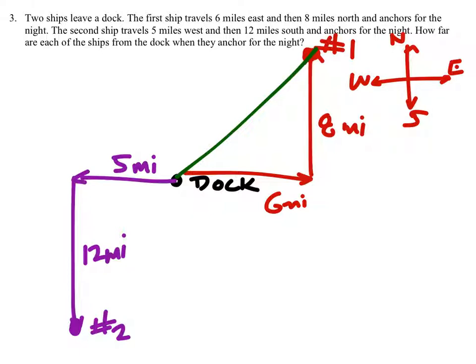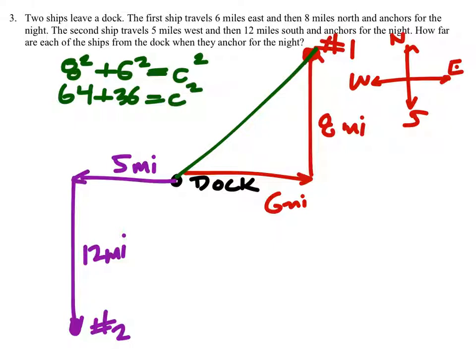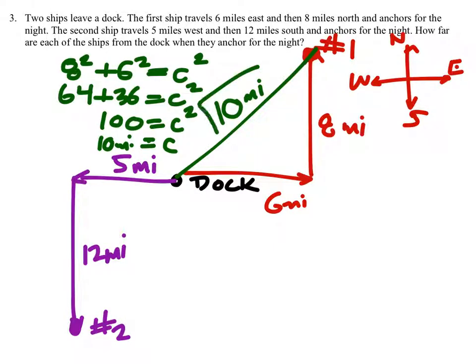And we can solve these just using the Pythagorean theorem. We got 8 squared plus 6 squared equals the hypotenuse squared. So that's 64 plus 36 equals the hypotenuse squared. So I got 100 equals the hypotenuse squared, but we just want the hypotenuse, which would be 10. In this case, it's 10 miles. So ship number 1 is 10 miles away from the dock.